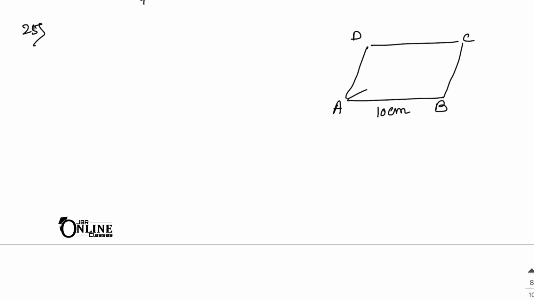Now next one, sum number 25. Here sum number 25, ABCD is a parallelogram with side AB 10 centimeter. So again you have to draw a parallelogram ABCD, with AB 10 centimeter. Clear? Its diagonals AC and BD are in the length, first one is 12 centimeter, second one is 16 centimeter. Here it's O. Find the area of the parallelogram ABCD.